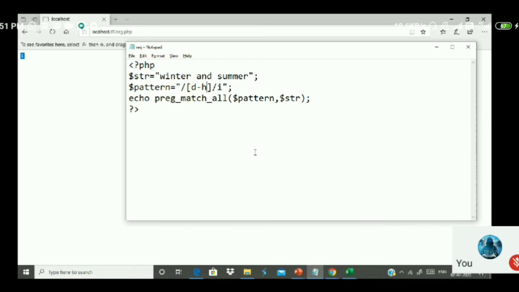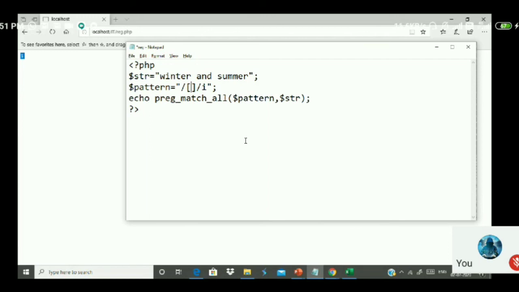Any doubts in this? No, sir. Okay. Suppose I want to find the characters which are only from 1 to 5. What should I do?